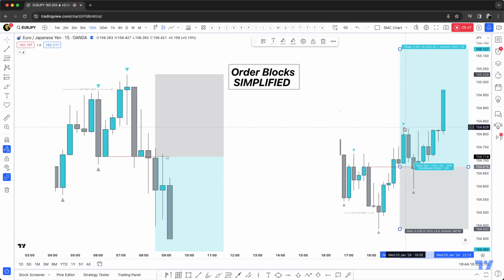So I hope it makes sense. You see what the price did after the impulse, pulling back, and then continuation to the upside. This is basically what you need to find, as simple as it can be. All right, let me jump in on the charts and show you some examples.